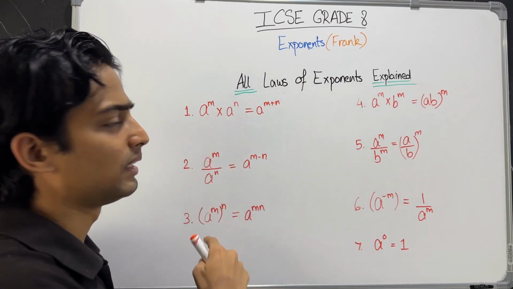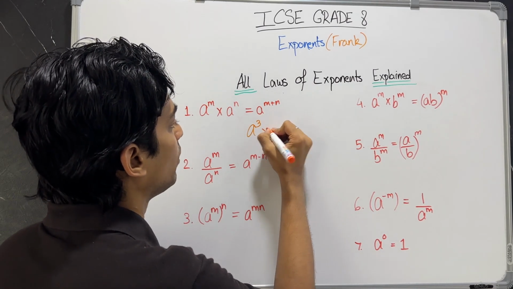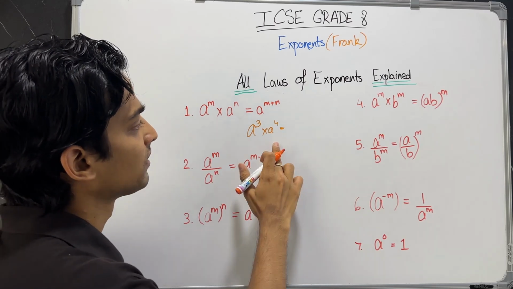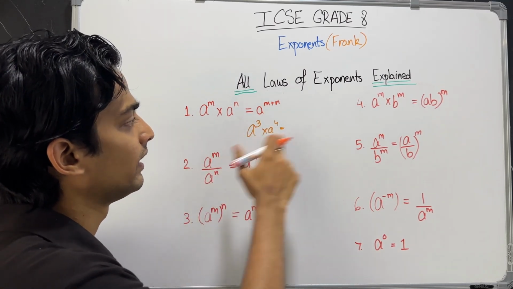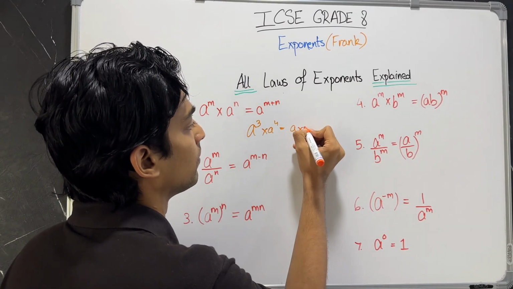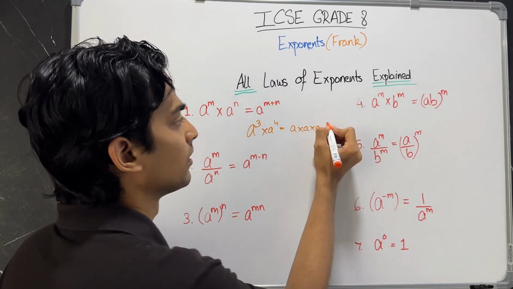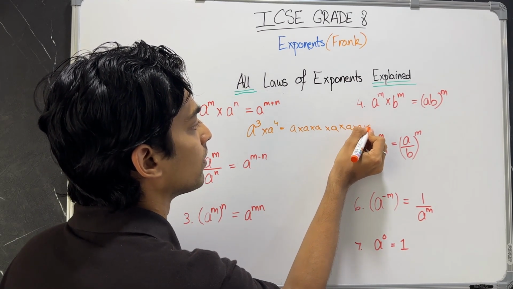Let m and n be 3 and 4. So we'll get a raised to 3 into a raised to 4. Now, how does this equal a raised to 7? So what we'll do, we'll write a 3 times. So a raised to 3 is a multiplied by itself 3 times: 1, 2, 3. And then a multiplied by itself 4 times. So 1, 2, 3, 4.